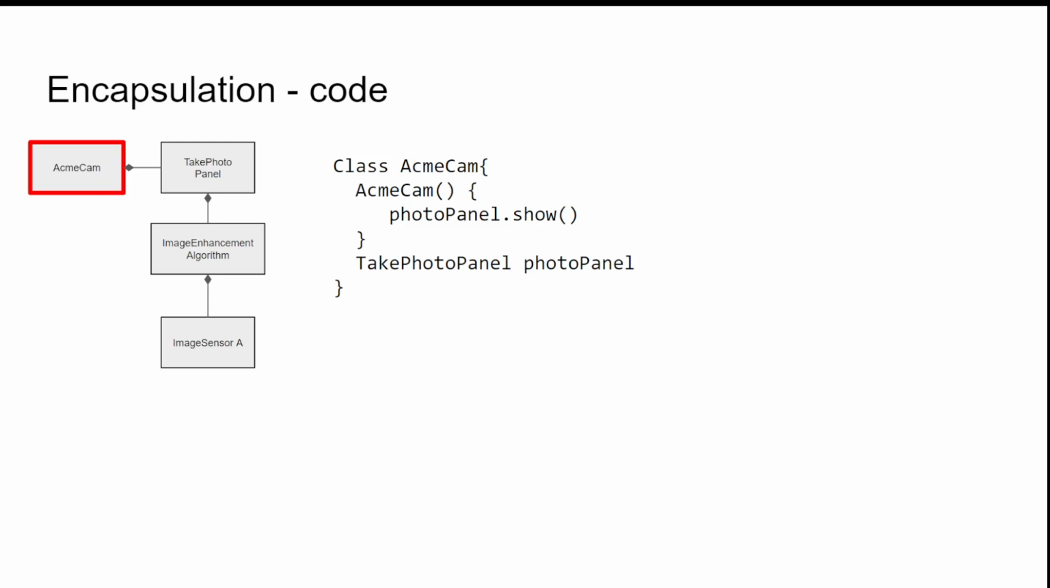And then finally we need the main class that is starting up the whole application. This is instantiating the take photo panel, that is instantiating the image enhancement algorithm, and that instantiates the image sensor. So basically the system is building itself up when we are instantiating the take photo panel. And then here in the constructor, we just kickstart the whole application by showing the panel.